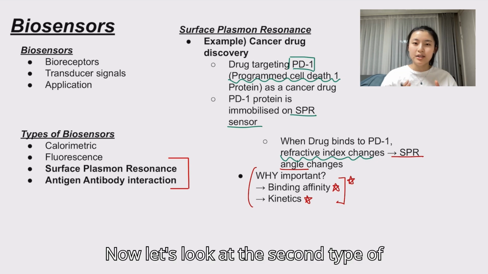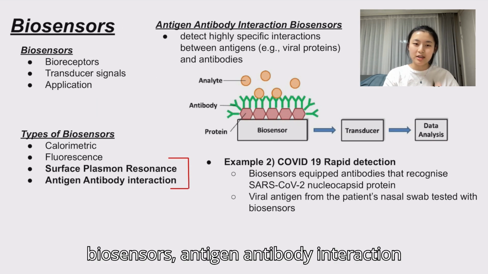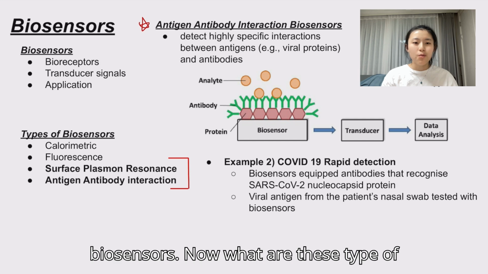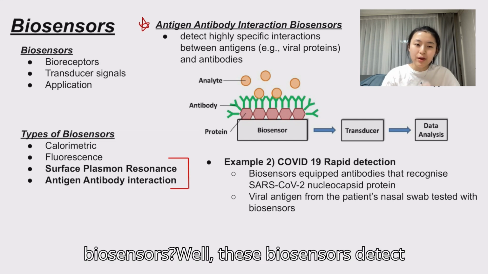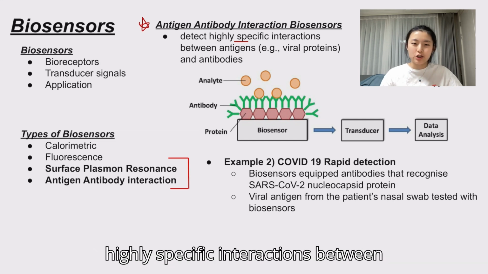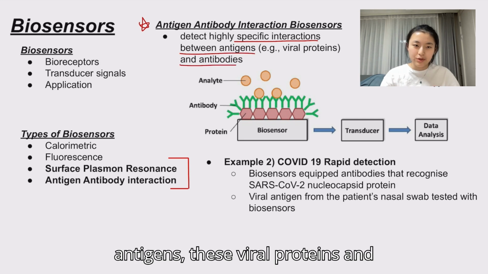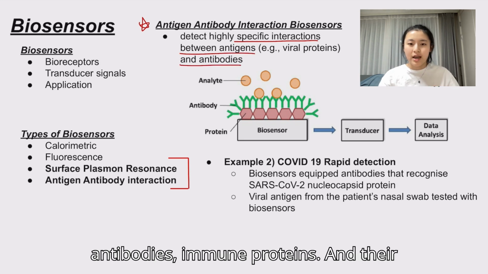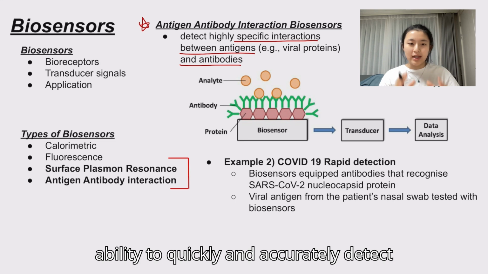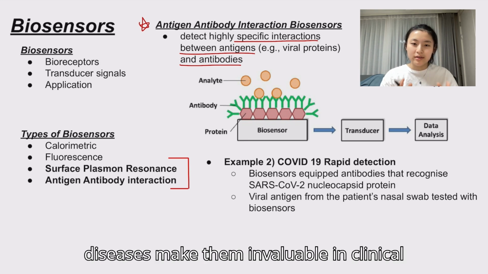Now let's look at the second type of biosensors, antigen-antibody interaction biosensors. Now, what are these type of biosensors? Well, these biosensors detect highly specific interactions between antigens, these viral proteins, and antibodies, immune proteins, and their ability to quickly and accurately detect diseases make them invaluable in clinical diagnosis.